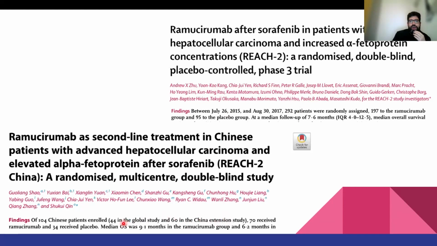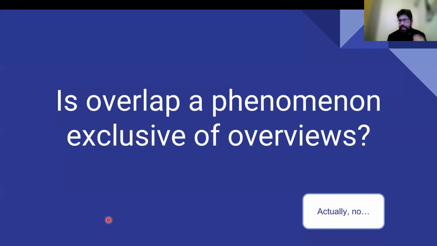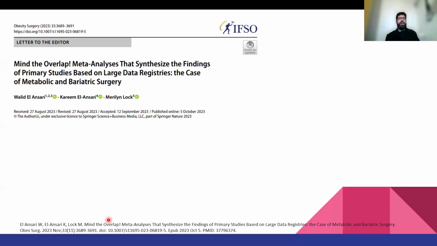So here is an overlap of patients. It's an overlap that I can see in a systematic review. In my systematic review, if I include these two studies, I will have an overlap of 44 patients. Is overlap a phenomenon exclusive of overviews? Actually, it isn't. It could happen in a systematic review also. Actually, there are some papers talking about this, like this one, the overlap meta-analysis that synthesized the findings of primary studies based on large data registries, and this is the case of metabolic and bariatric surgery.